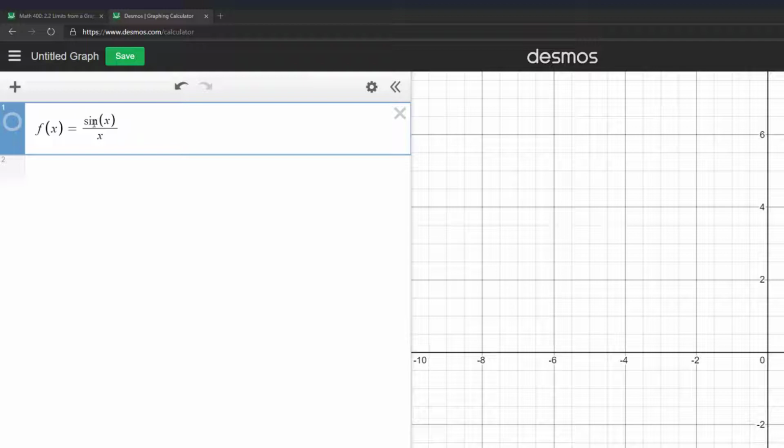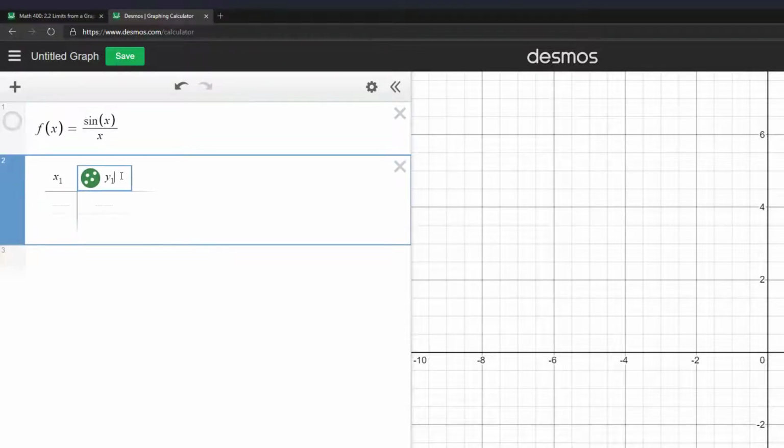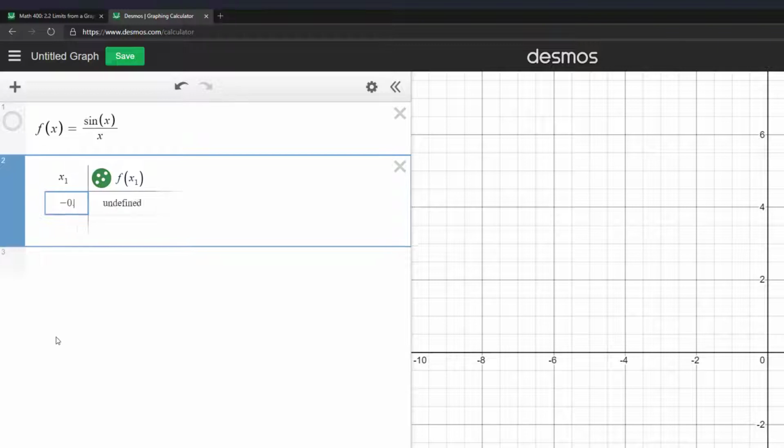Just remember, sine functions, or I should say trig functions, are automatically considered to be in radian mode when you use the graphing calculator in Desmos, and that's exactly what you want in calculus. You want to be in radian mode. So let's go ahead and add a table here, and let's change the y values of that table to be f of x sub 1. Now we want our x values to approach 0 from the left-hand side. This is a single-sided limit we're concerned with. So let's go ahead and take some negative numbers approaching 0.